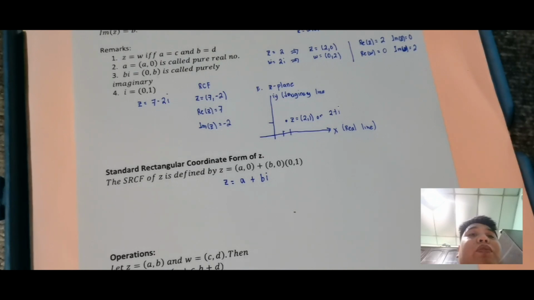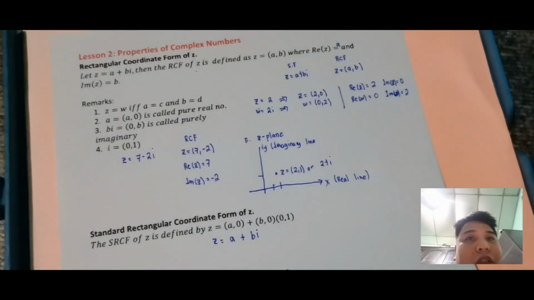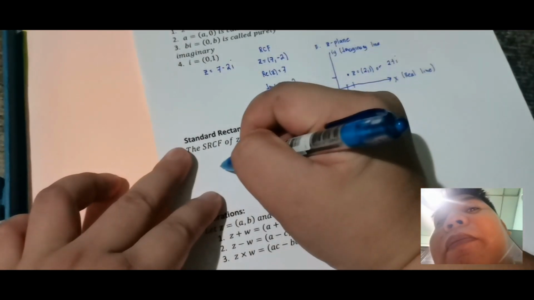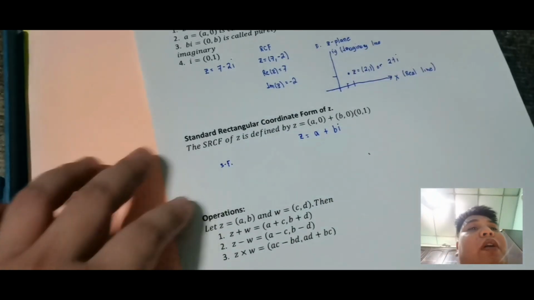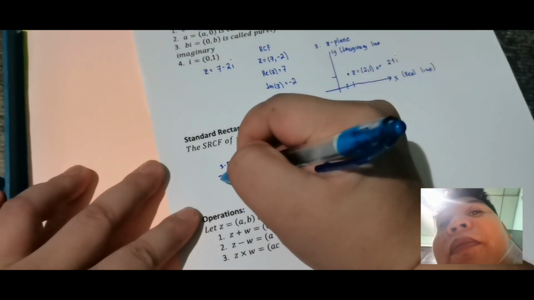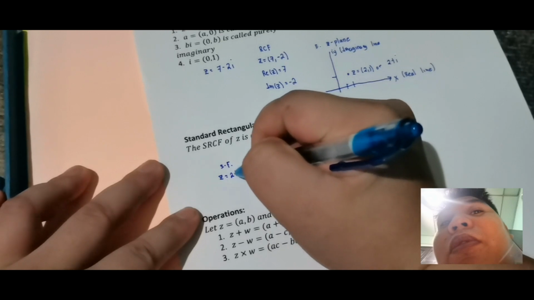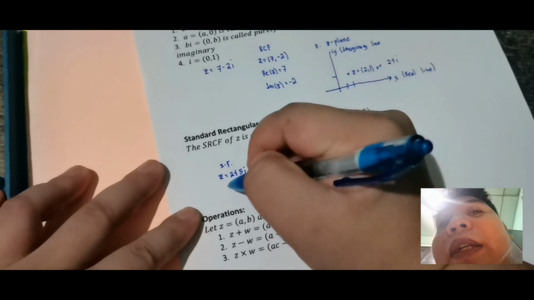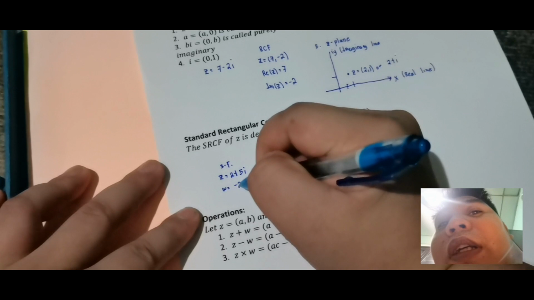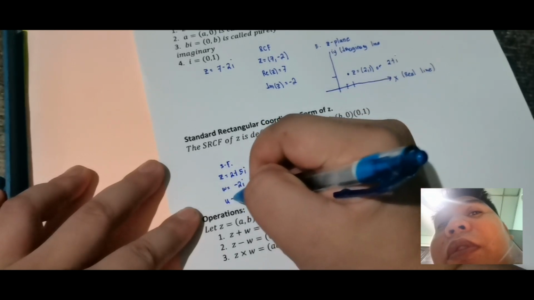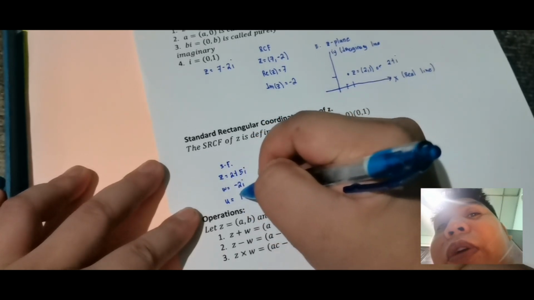3. So si standard rectangular coordinate form, mapapansin mo wala akong dinefine na property, walang operation dyan. So kasi parang ang complicated tignan. So ang usual na meron yung addition, yung SF saka rectangular coordinate form. So dito ang gagawin ko lang, convert lang natin. For example, nagbigay ako dito ng mga SF. Okay, standard form. So for example, una, z is equal to 2 plus 5i, w is equal to negative 2i, then u is equal to 4.